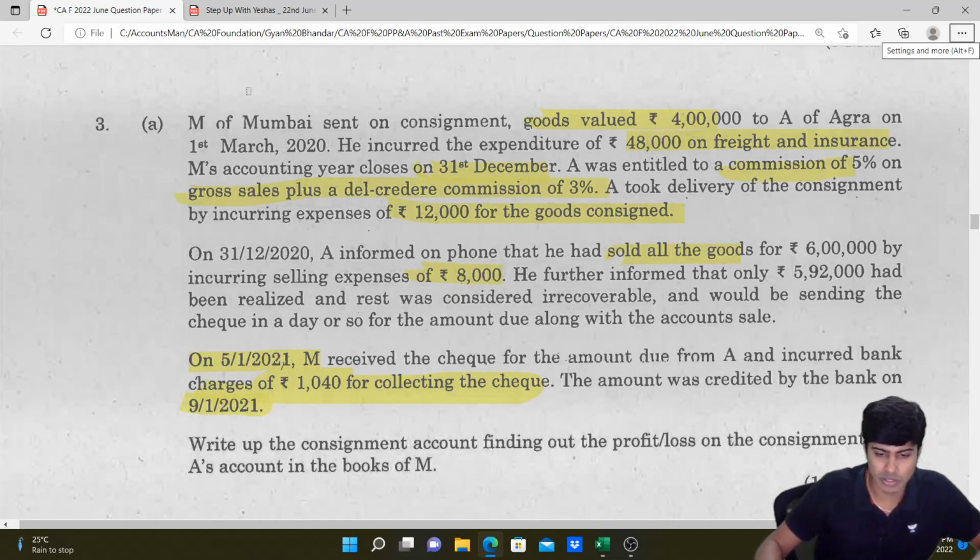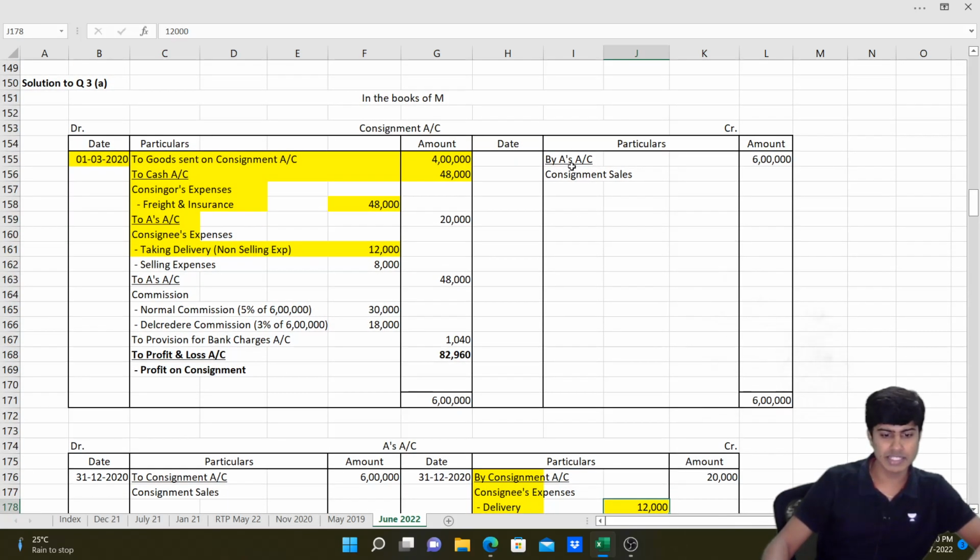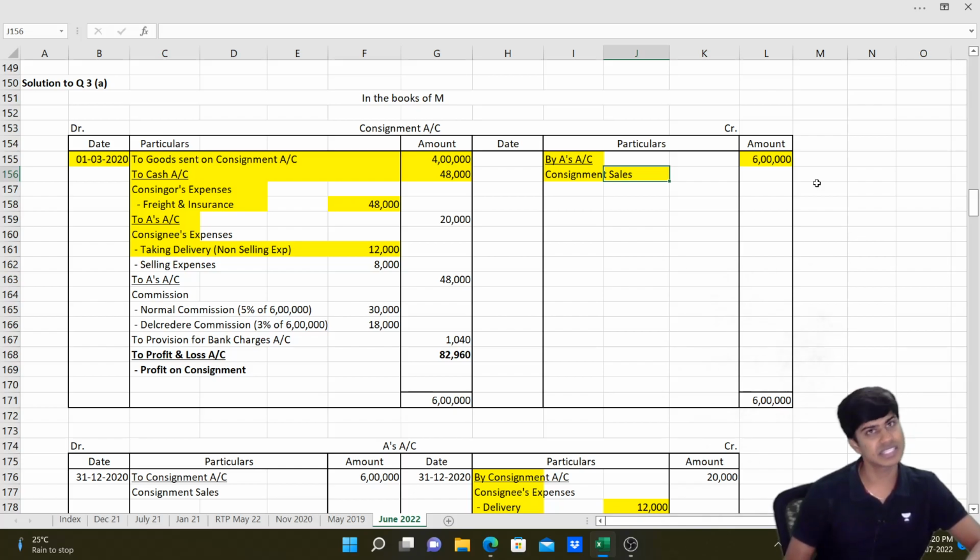Then what do we have? He has sold all the goods for rupees 6 lakh. So 6 lakh is the sale value of the goods. So 6 lakh will become sales for which we have to receive money from our consignee. The entry will be consignee account debit to consignment, or A account debit to consignment. So in my consignment account on the credit, I'll write by A's account or consignment sales 6 lakh.